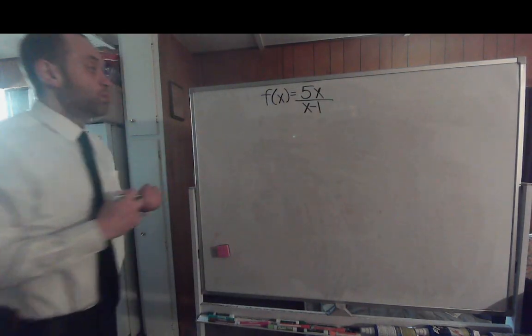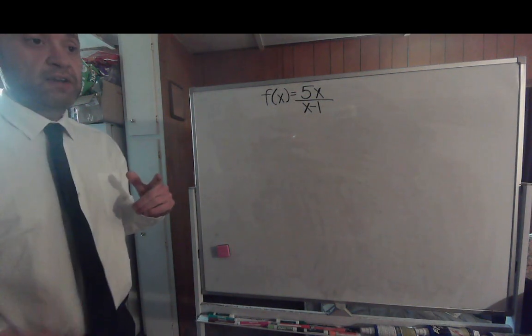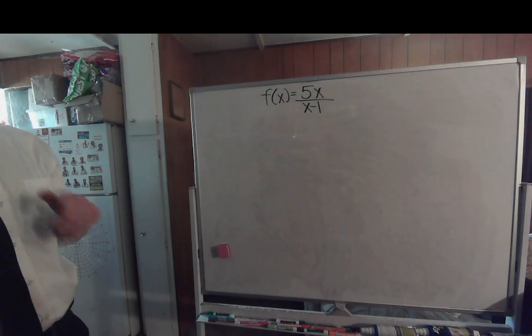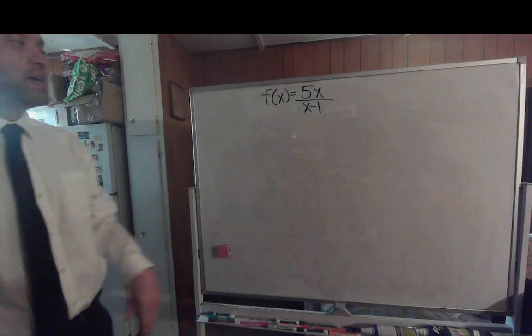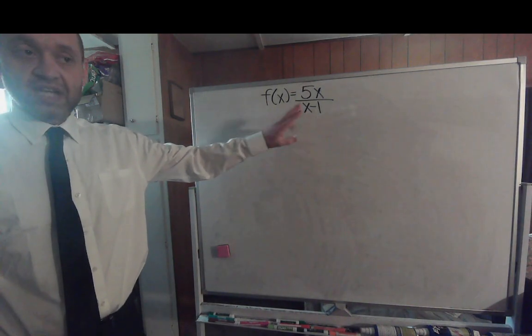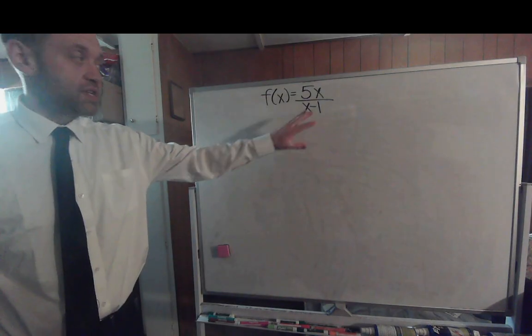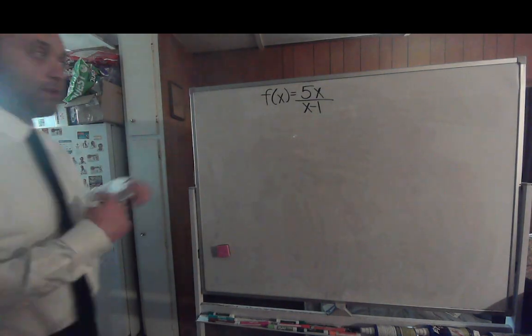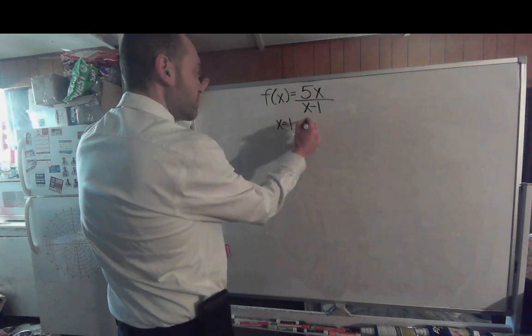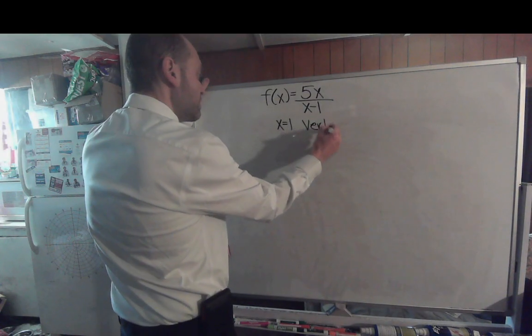We want to establish the domain first. Actually, let's work with our asymptotes first. The vertical asymptote occurs, as before, whenever the denominator would equal 0. That would be when x equals 1. So x equals 1 is your vertical asymptote.